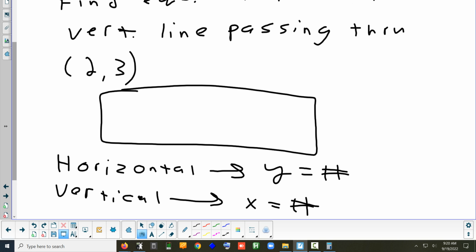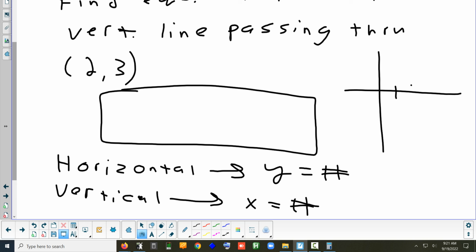Horizontal is just y equals, and then it's a number. Just like we did in the rocket problem. We did y equals 50. That was a horizontal line at 50. X equals a number is a vertical line. Okay, so these are special cases.